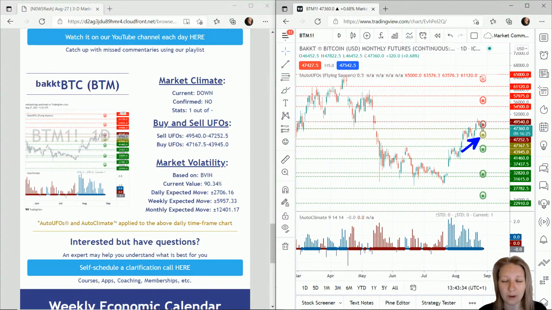Whoever is more is going to win in the end. If there are more buyers than sellers, price will go up. If there are more sellers than buyers, price will go down. That's the only way price can move. So, for the time being, we have a situation where the climate doesn't know what it's doing, and we have sellers and buyers overlapping each other.